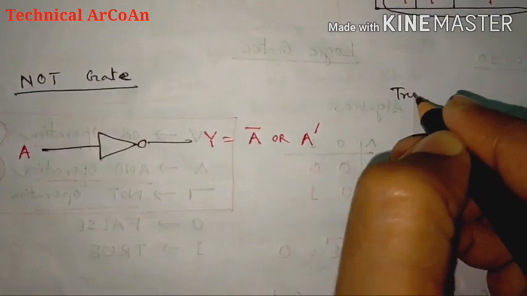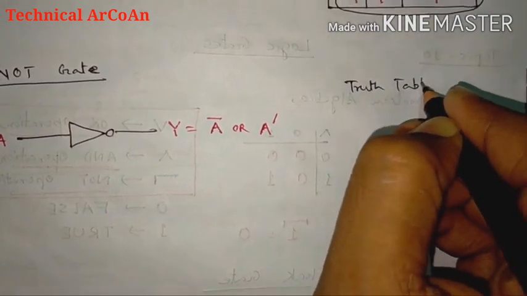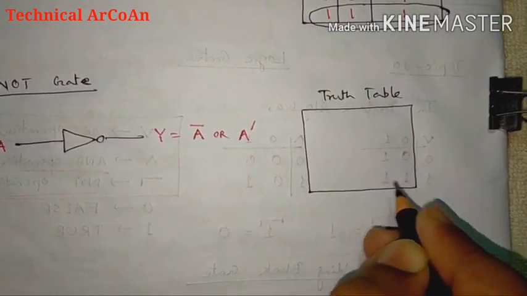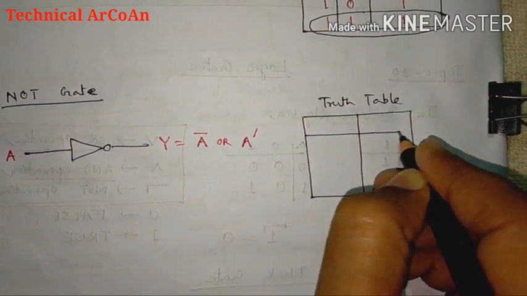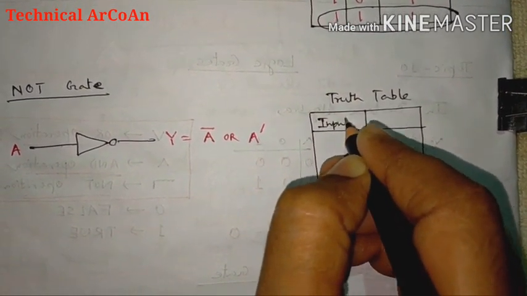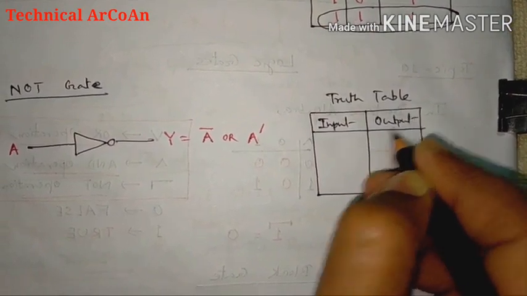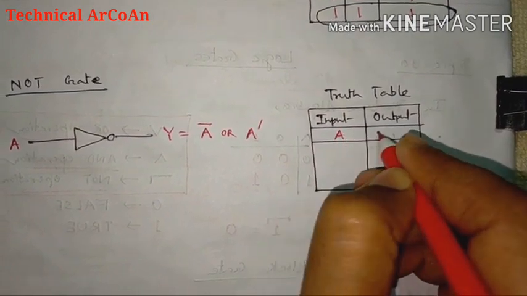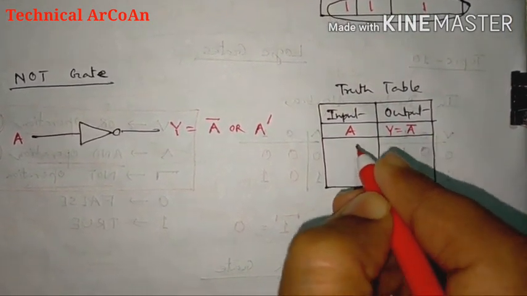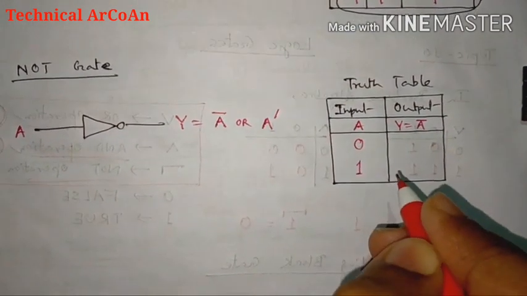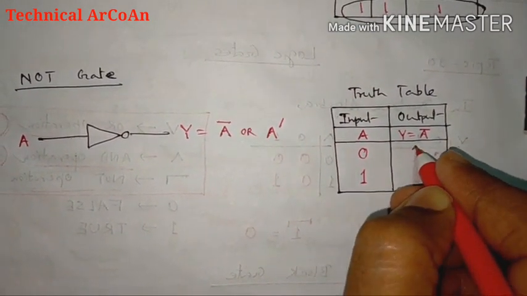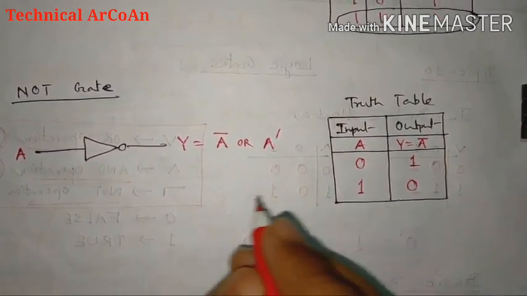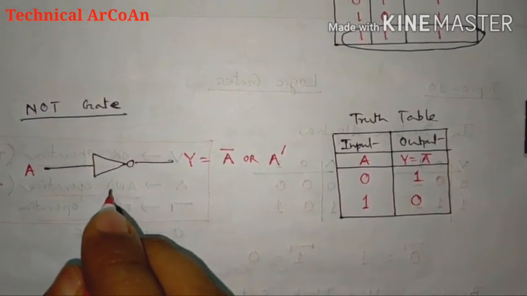And what will be the truth table? Here there is one input and one output, so we take only one input, and this is the output. We put the values here. The input is A, and the output is A complement. If A is 0, the output is 1. If the input is 1, the output is 0. This is the truth table for the NOT gate, and this is the block diagram for the NOT gate.